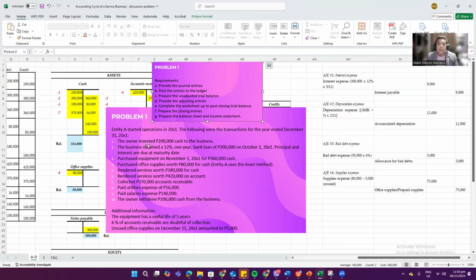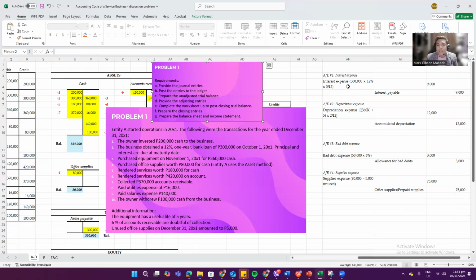Kasi 'di ba, na-receive natin yung loan October 1. So October, November, December. Then we have to compute for the 3 months interest expense equivalent. And remember, the rate is 12%, but this is good for 1 year. So therefore, we have to get the equivalent for 3 months only. So how are we going to do that? So we have principal of 300,000, PRT pa rin.